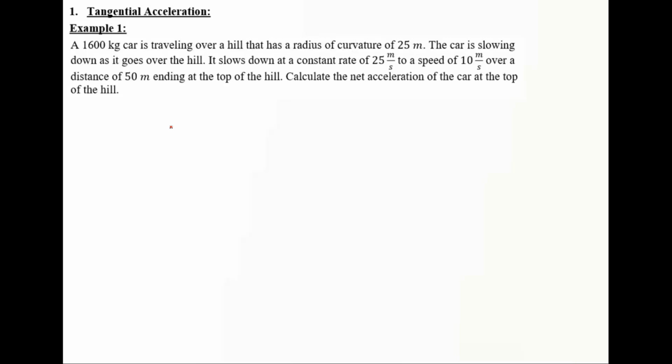Example 1. A 1600 kg car is traveling over a hill that has a radius of curvature 25 meters. The car is slowing down as it goes over the hill. It slows down at a constant rate from 25 meters per second to a speed of 10 meters per second over a distance of 50 meters, ending at the top of the hill. Calculate the net acceleration of the car at the top of the hill.